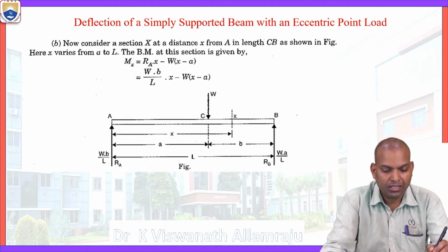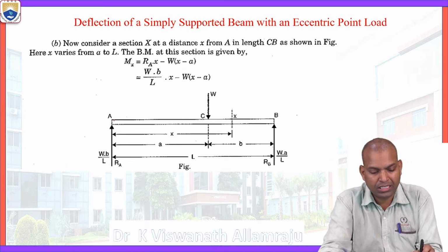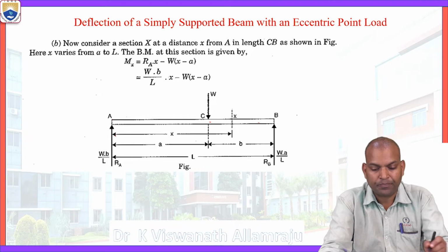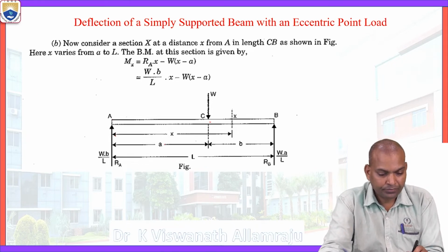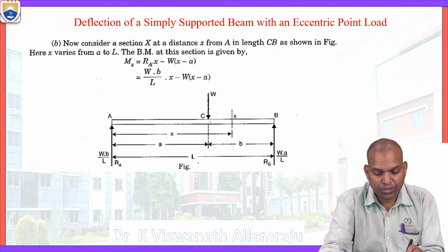Now in this case, we consider the section between CB. Before, in case A, it was from A to C. Now it is from C to B, between CB. Here x varies from a to L.